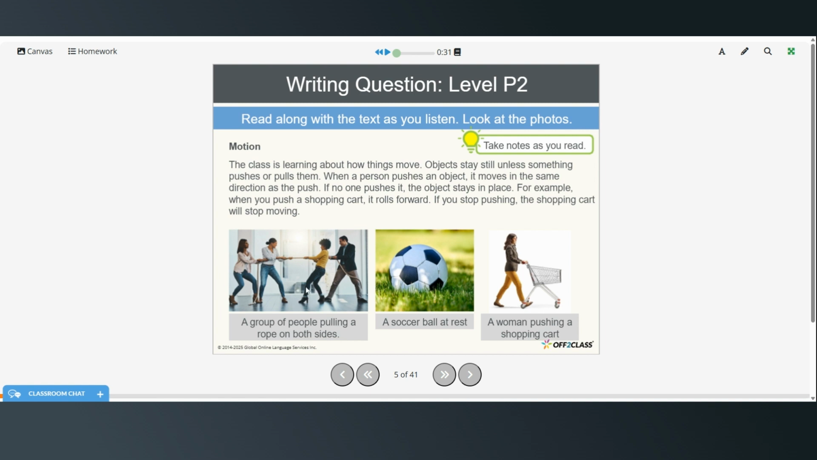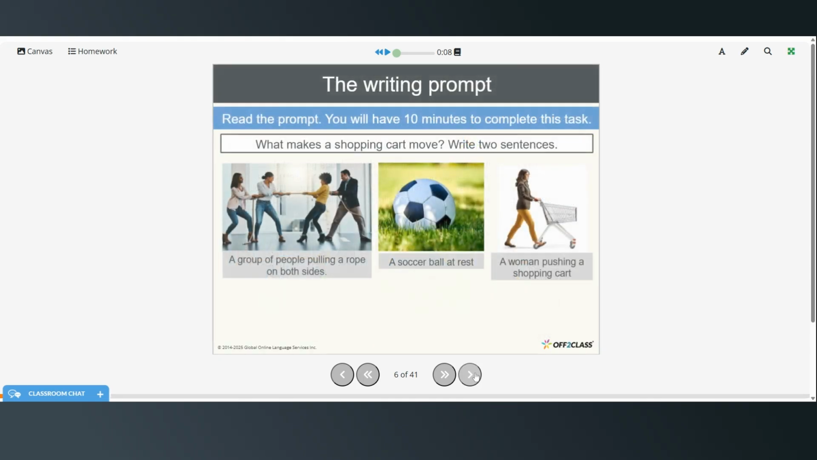And you can also pay attention to the photos and read the captions, because this could include information that you might want to include in your answer. So you're going to read the prompt and you'll have 10 minutes to complete the task. What makes a shopping cart move? Write 2 sentences.